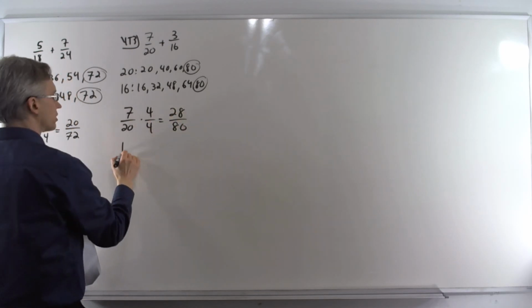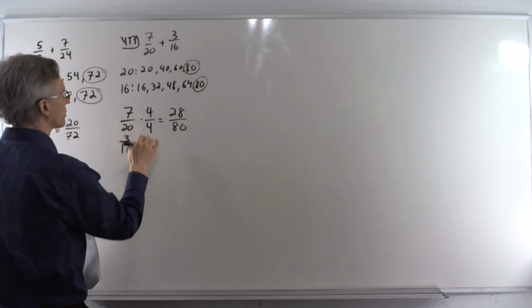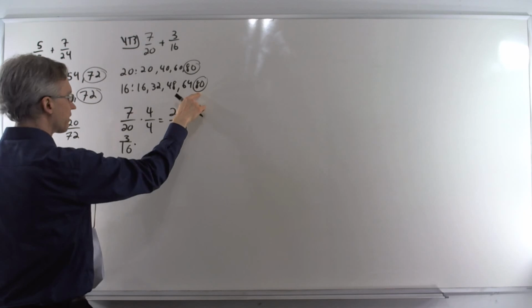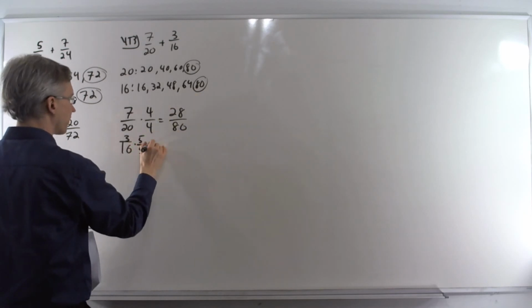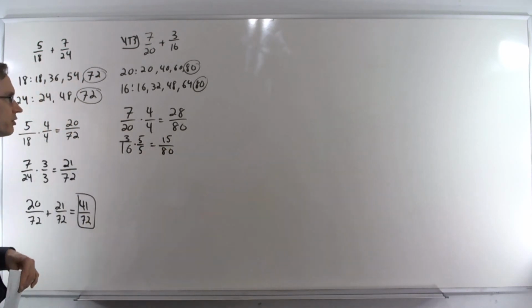And for the second fraction, we got 16, we got 3 over 16. And we'll multiply that by 1, 2, 3, 4. That's the fifth multiple. So we'll multiply by 5 over 5 to get 15 over 80. So there's our two new fractions.